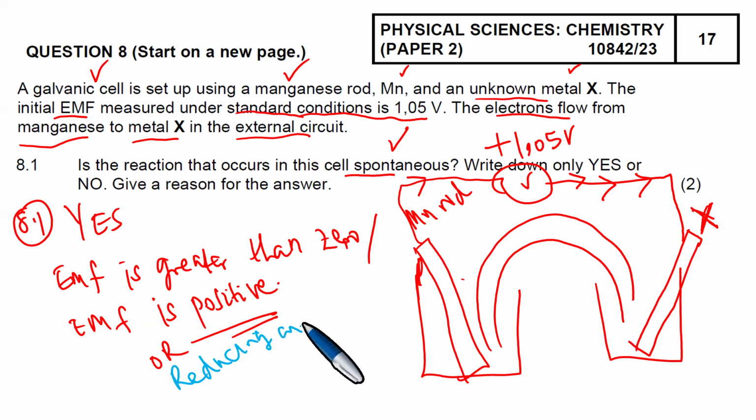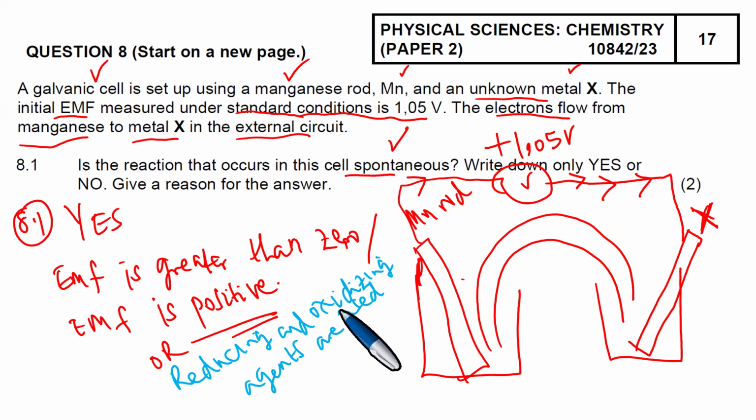Reducing and oxidizing agents are used. Okay, because the reducing and oxidizing agents are used, and therefore at this point it is a spontaneous chemical reaction. We're able to see a positive EMF, and therefore it is spontaneous.